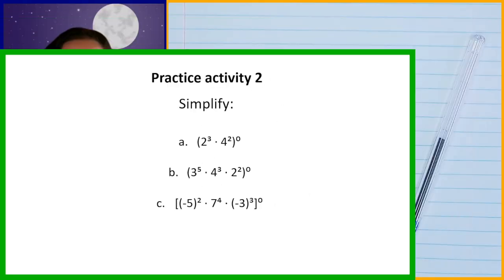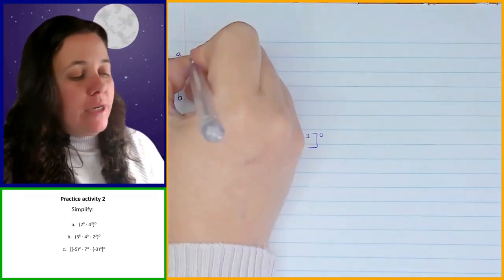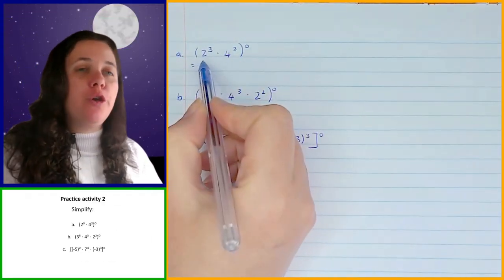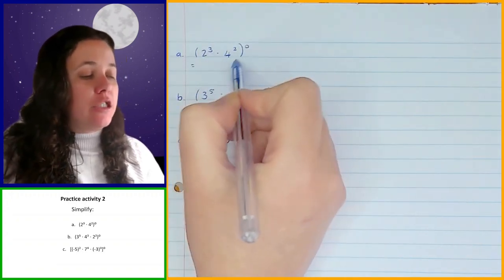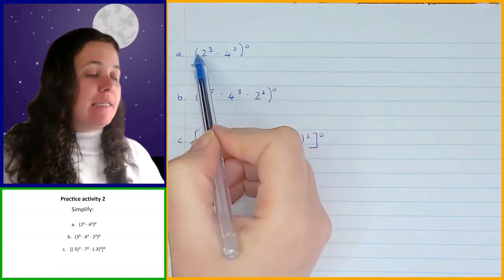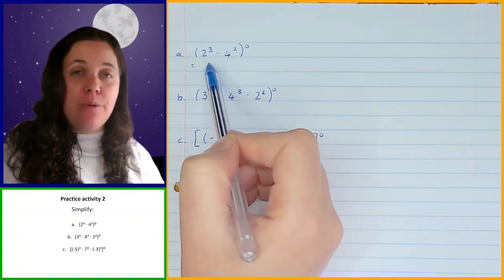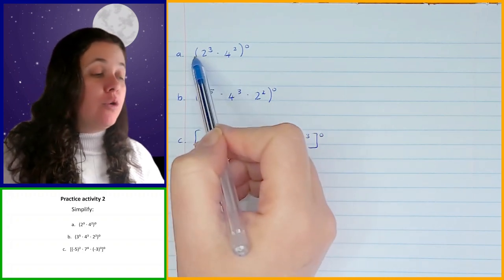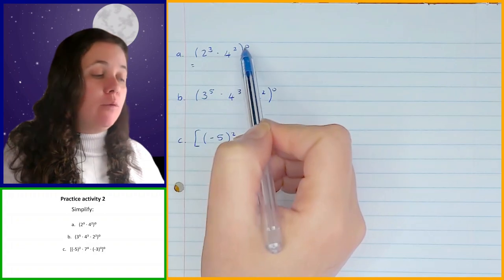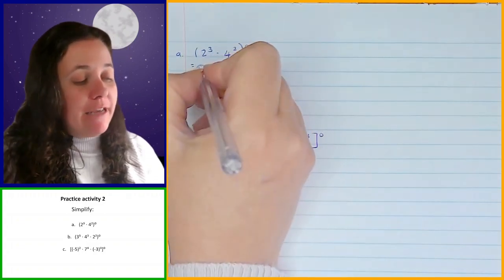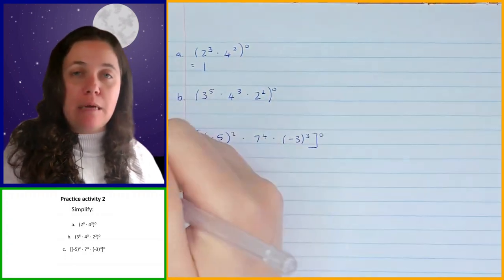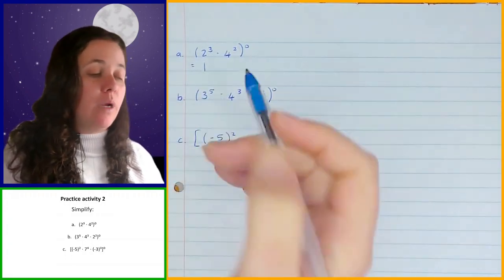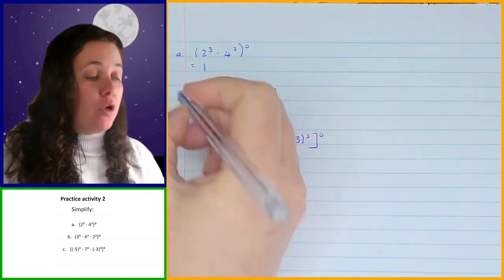Okay, let's go through those examples. In question A, we had 2 cubed times 4 squared, in brackets, to the power of 0. Just like in the previous example, I can say this whole base is not going to be equal to 0, which means I have a non-zero base to the power of 0, and that gives me 1. I could have worked it out all separately and then multiplied the 1s together and got 1, but I don't need to. I can go straight to the 1.